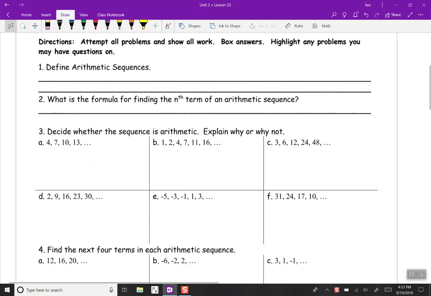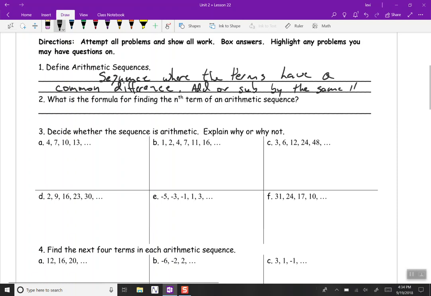Define an arithmetic sequence. An arithmetic sequence is a sequence where the terms have a common difference. What does that mean? That means that we add or subtract by the same number each time. That's a number symbol.